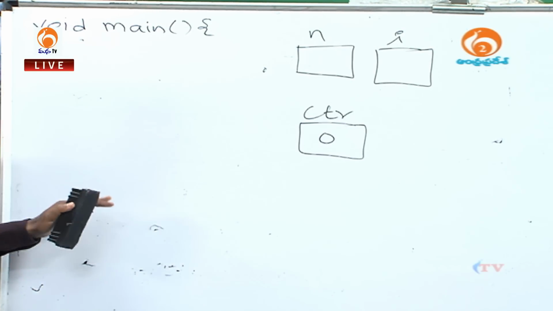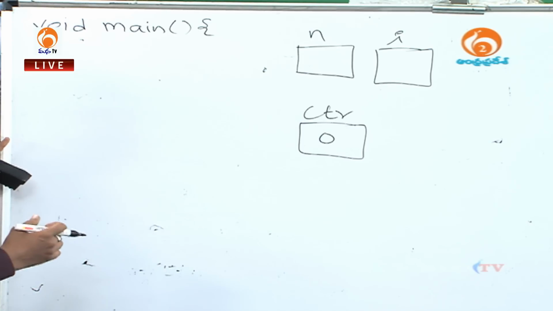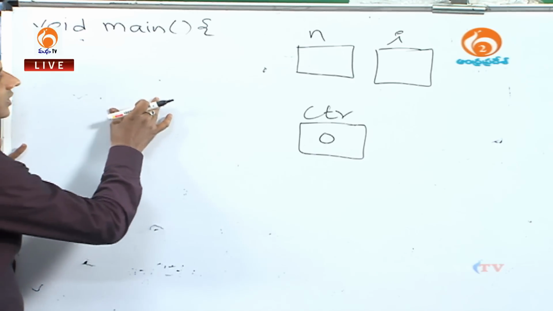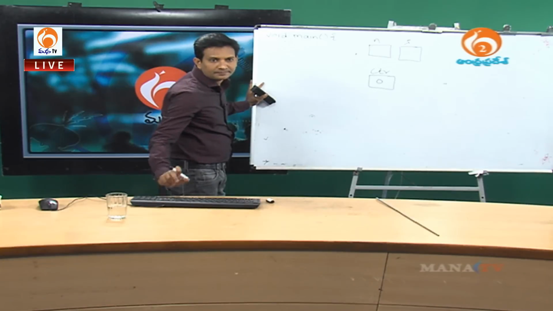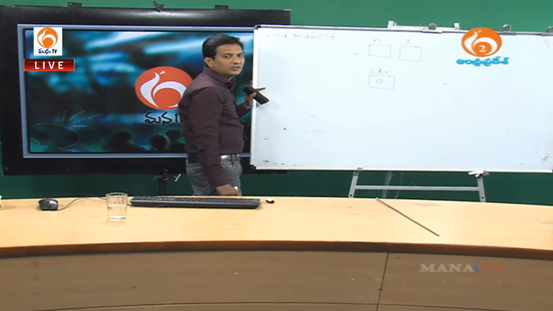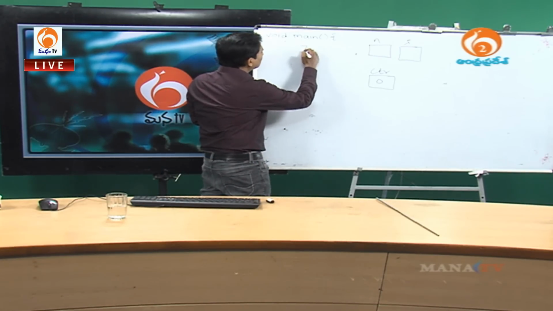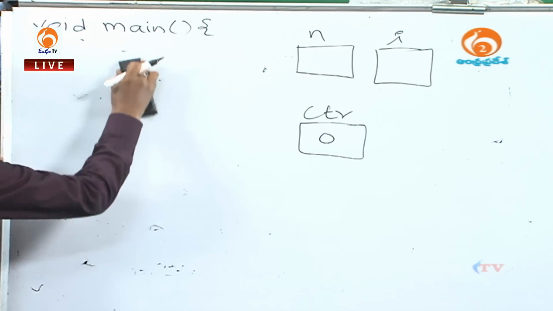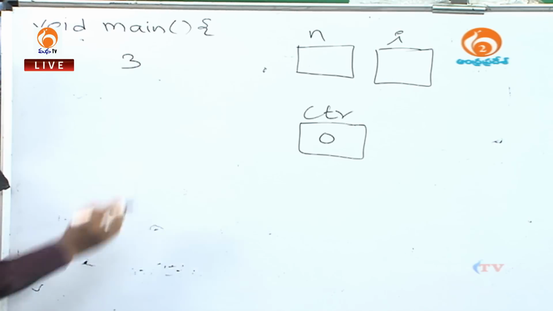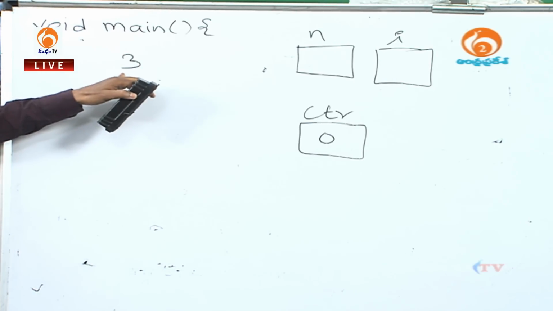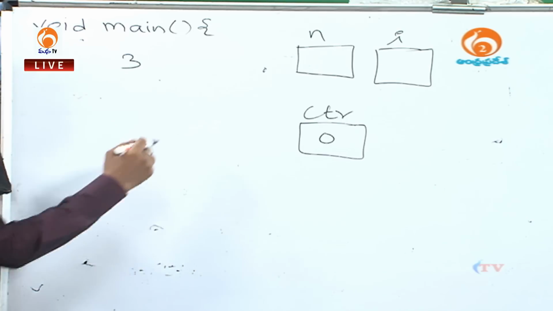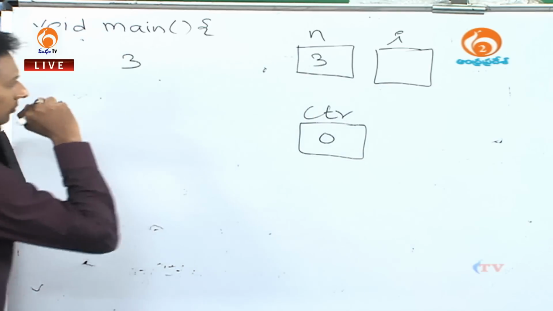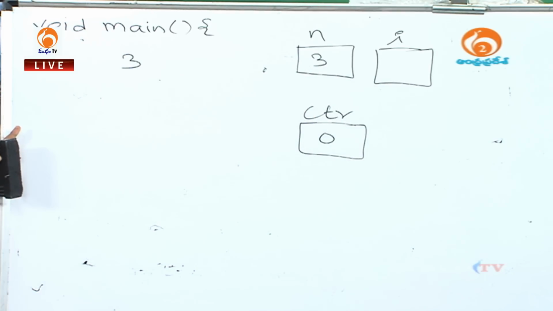I am asking the user to enter one value, that is printf enter any number. Okay, I entered 7. Actually, I am just taking the number 3. 3 is also a prime number, right? So I entered the number 3. The number 3 is stored into variable n.